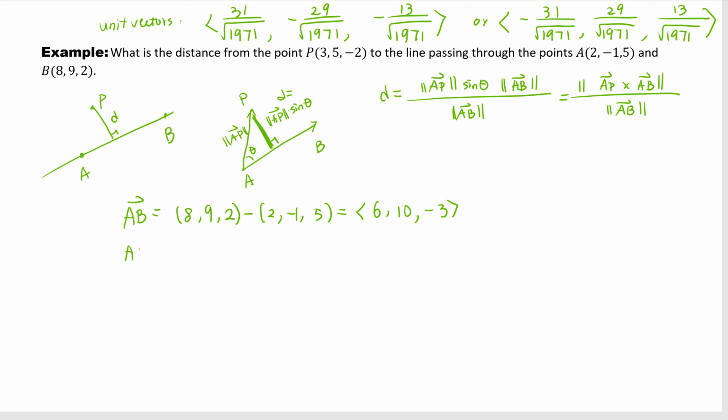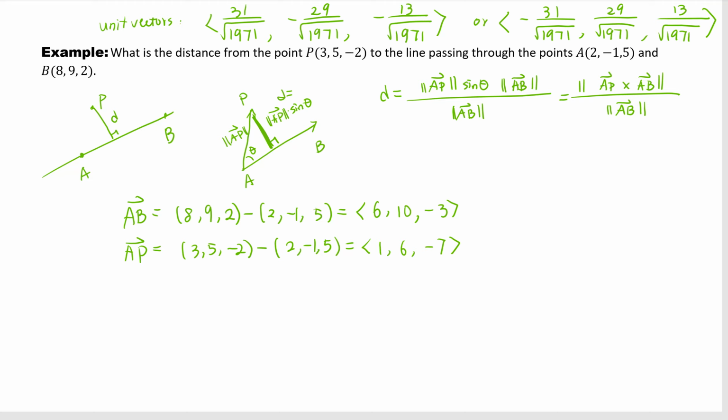How about AP? So AP is, we use point P, 3, 5, -2, minus point A, 2, -1, 5. 3 minus 2 is 1. 5 minus -1, 5 plus 1 is 6. -2 minus 5 is -7. So far, so good, everybody.